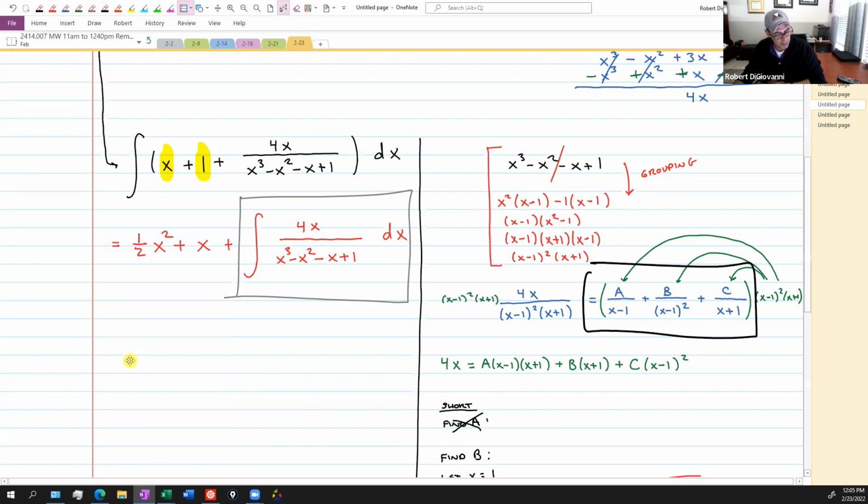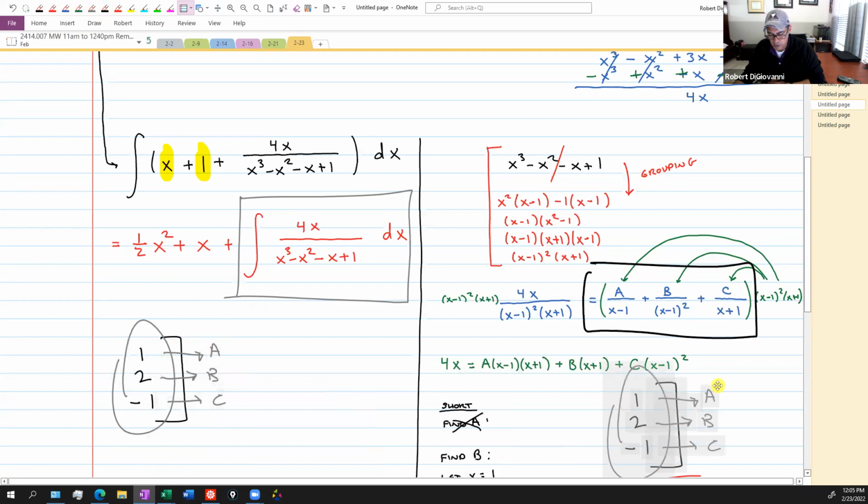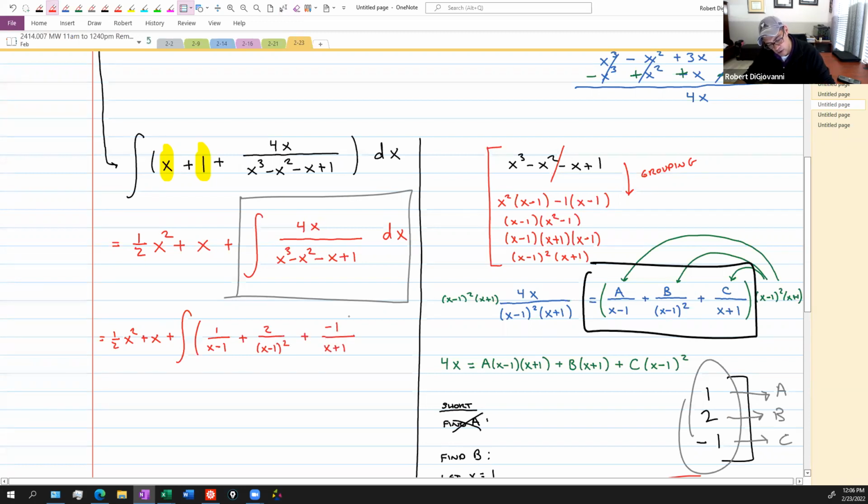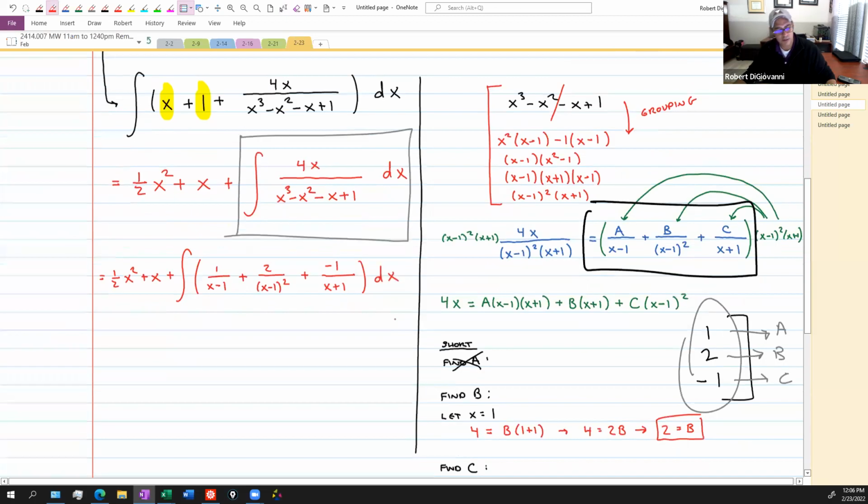Let me just paste it here real quick. So this now becomes, here's where we were. We have 1/2 x squared plus x plus the integral, but all of that broke down to be a over x minus 1. So a is 1. So 1 over x minus 1 plus b here is 2 over x minus 1 squared, and then plus c, but c was -1 over x plus 1, and then all of that dx.